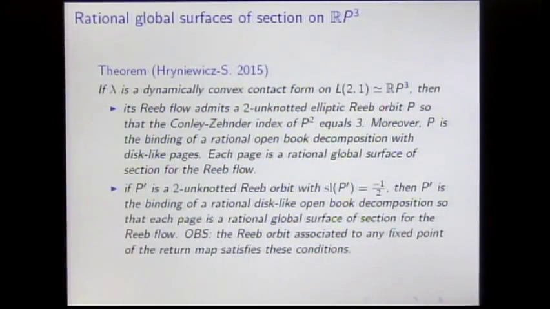Okay. This is the first part of the theorem, the existence of that special binding orbit for the rational open book decomposition. The second part is, sometimes you have in your hand a periodic orbit, and you might want to know if that's a possible binding orbit for the open book. And this is what it says here. If you take one of those Hopf fibers, which is a unknotted periodic orbit, self-linking minus 1/2, then, assuming that the form is dynamically convex, you find this rational open book decomposition with prescribed orbit.